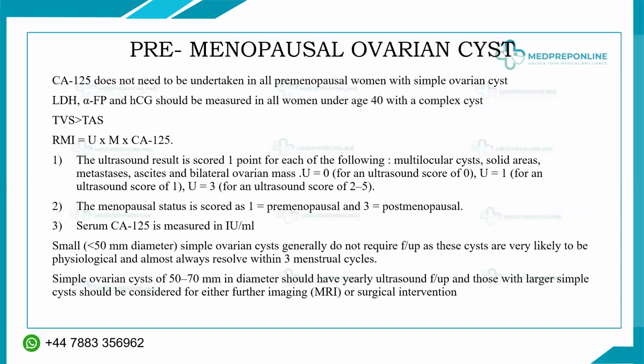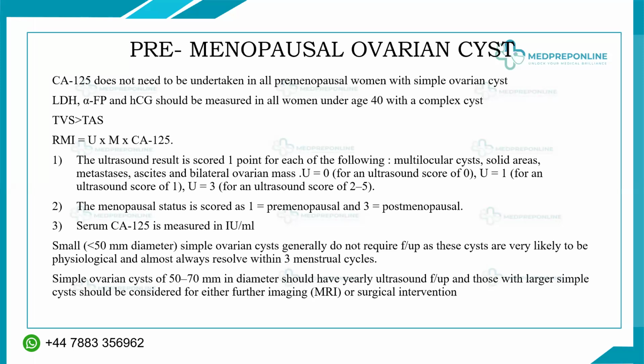Now coming to premenopausal ovarian cyst and the management, which is usually asked as a case scenario in RCOG. So always remember, if you have a premenopausal woman coming to you with a diagnosis of simple ovarian cyst on a TVS, then you do not have to test the patient for CA125. You have to, however, do an LDH, an alpha-fetoprotein, and HCG if the woman is under age of 40 years and there is a presence of a complex cyst on USG. So always prefer transvaginal sonography more than a transabdominal sonography because it is more sensitive.